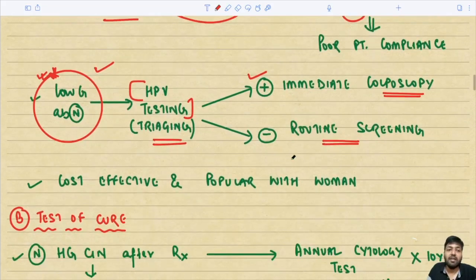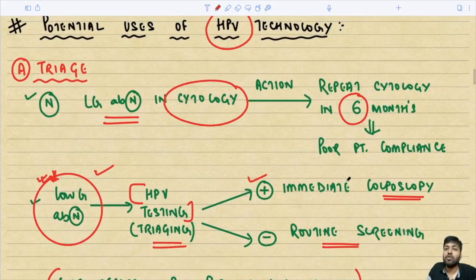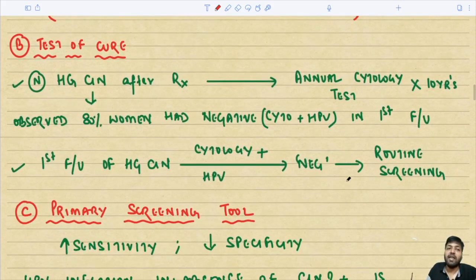Now with this method, the process is quite cost effective and it is popular with women. So this is the first potential use of the molecular testing of HPV, that is, triaging. Secondly, as I told you, HPV testing is also used as a test of cure. Now what is the test of cure? Let us try and understand.